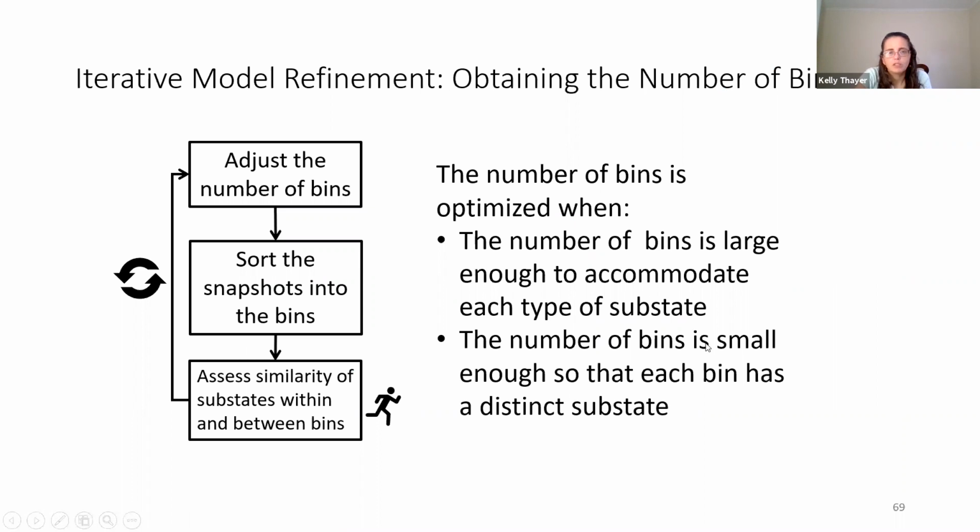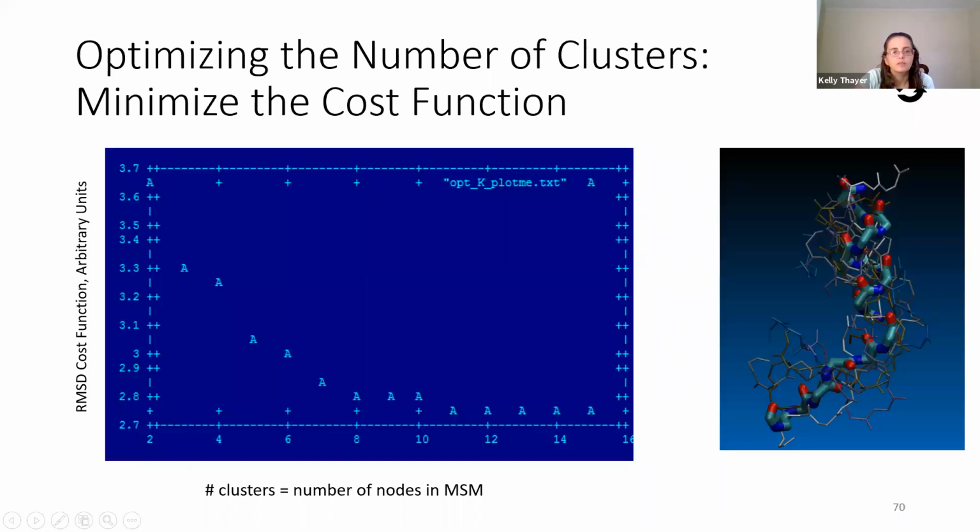We know that the number of bins is optimized when it is large enough to accommodate each of the different substates, but small enough so that each bin has a distinct substate. This is an example of such data, where we're clustering with a different number of bins and showing the distance between the snapshots and their respective centroids in the cluster. This over here shows you an example of some of the different structures that would arise in some of the different centroids.